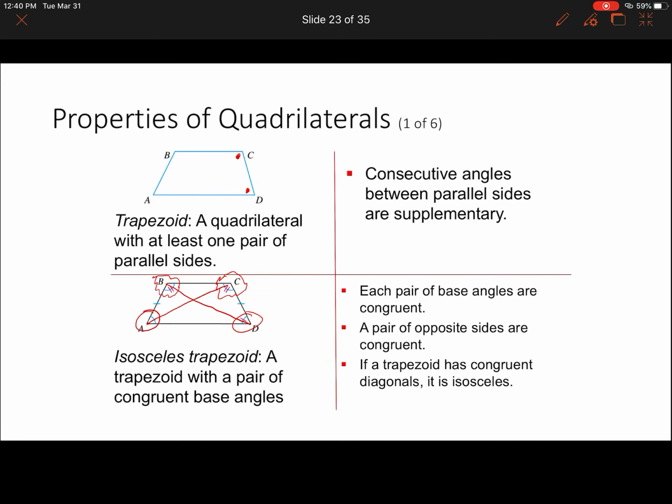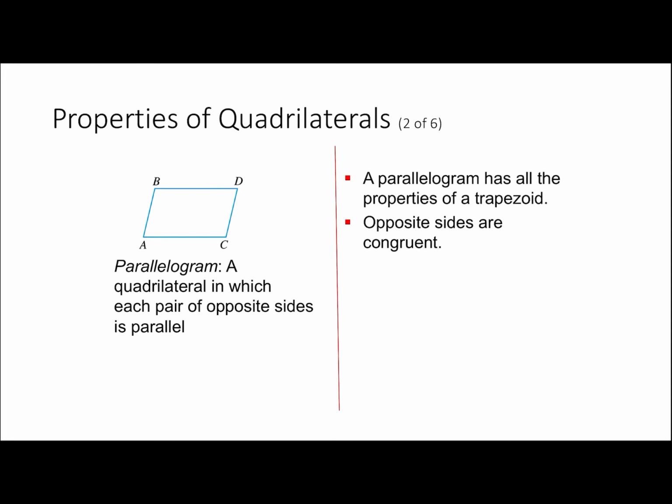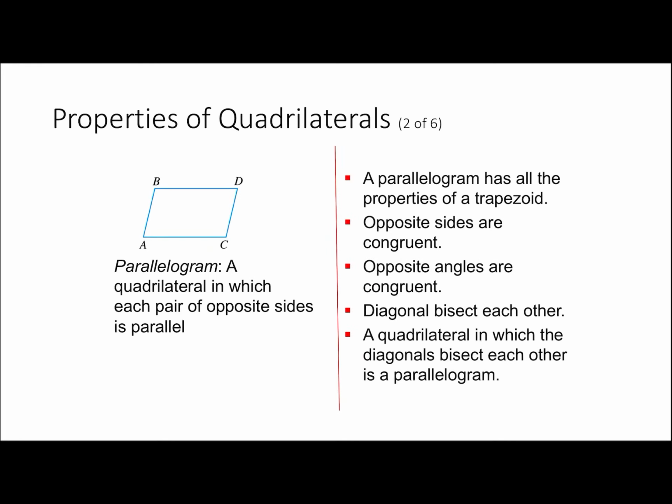So a pair of opposite sides are congruent. If the trapezoid has congruent diagonals, then it is considered to be isosceles. Now, that's a key one. If the diagonal that goes from point A to point C here, and the diagonal that goes from point B to point D are congruent, then it is considered to be an isosceles trapezoid. Again, we'll use that coming up.